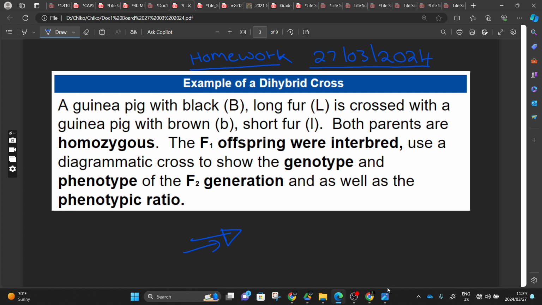Today we are doing this, tomorrow we'll come and do a guinea pig with black fur long. Let me not say anything. Go and do this.